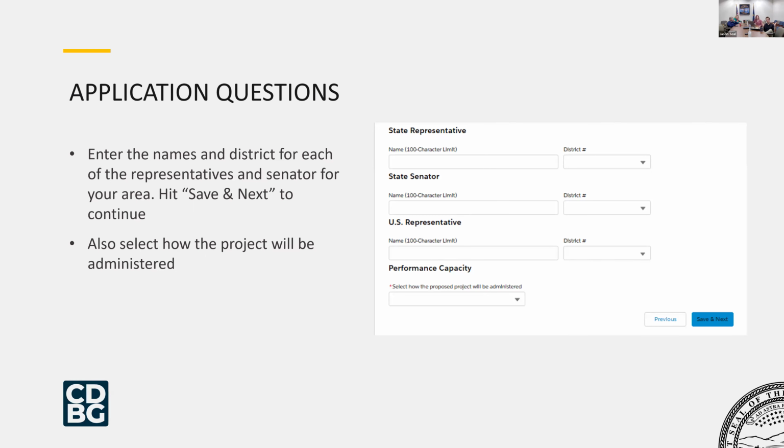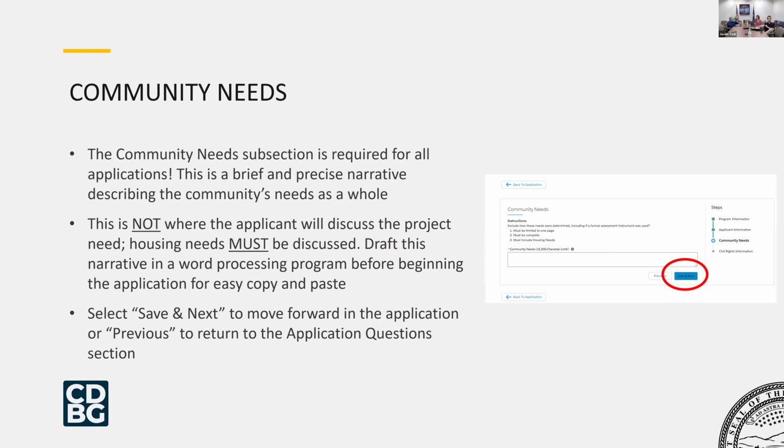We do have something called performance capacity, same field as last year. You're just either identifying whether you're working with consultants or in-house staff or you have administrators, I believe. So you're just selecting from a couple of options there. Another drop down. And then from there, our third process in this application questions tab is community needs.